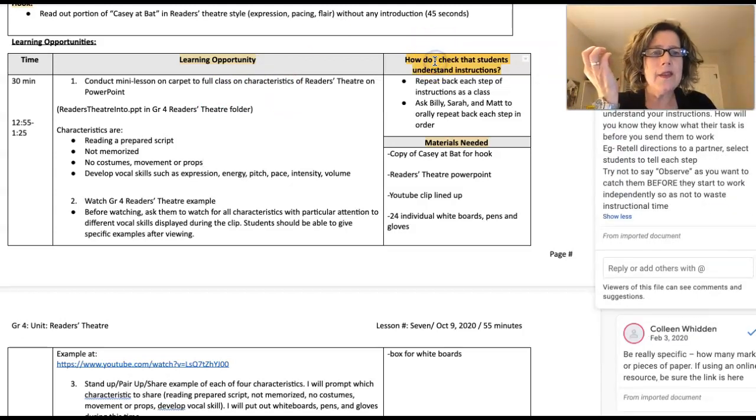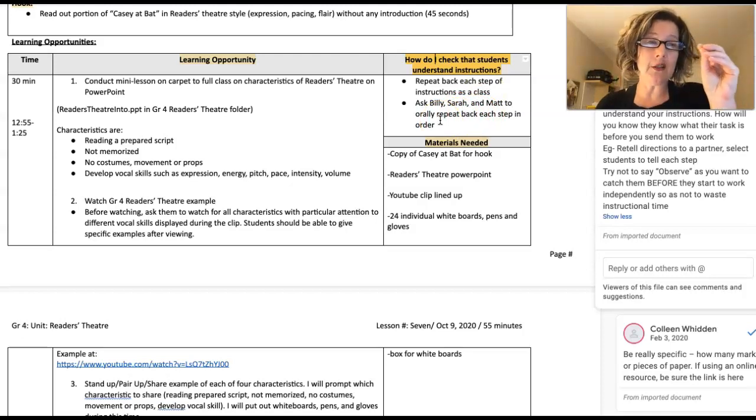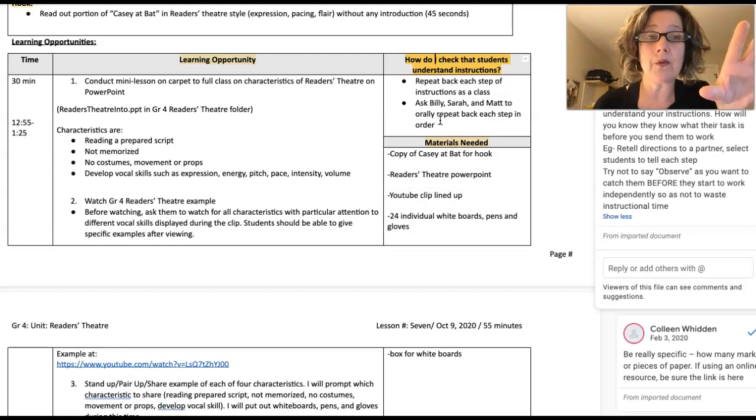Okay, so this is, how do I check that students understand instructions? How do I know that they understand instructions? So focus on how you know students understand. How will you know that they know what their task is before you send them to work? So repeat back each step of the instruction. Ask Billy, Sarah, and Matt to orally repeat back each step of order. Oftentimes, we assume kids are actually paying attention to all of these instructions that we're giving. Oftentimes, they aren't. And what happens is then they leave, and they go to work, and they're like, what do we do? It happens in breakout rooms all the time.